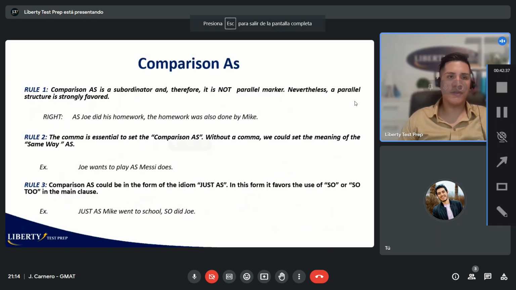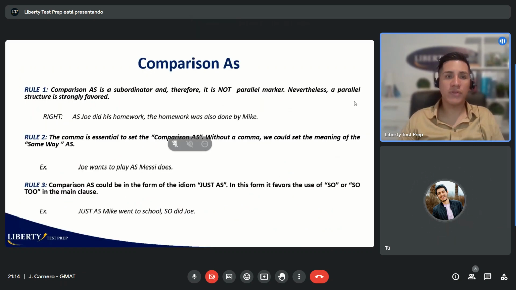We have comparison "as". Now the comparison "as" here, it's got three rules. Okay. Now, number one, they say comparison "as" is a subordinator, so in reality, it's not a marker. Nevertheless, a parallel structure is favored. They say: "As Joe did his homework, the homework was also done by Mike."